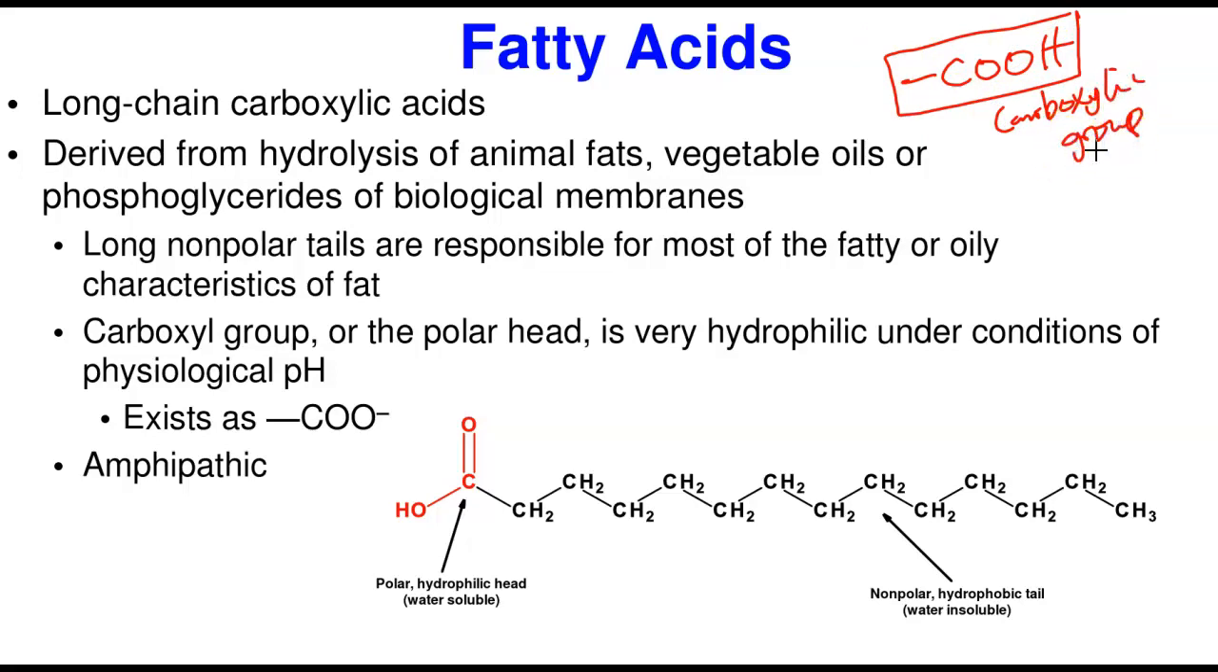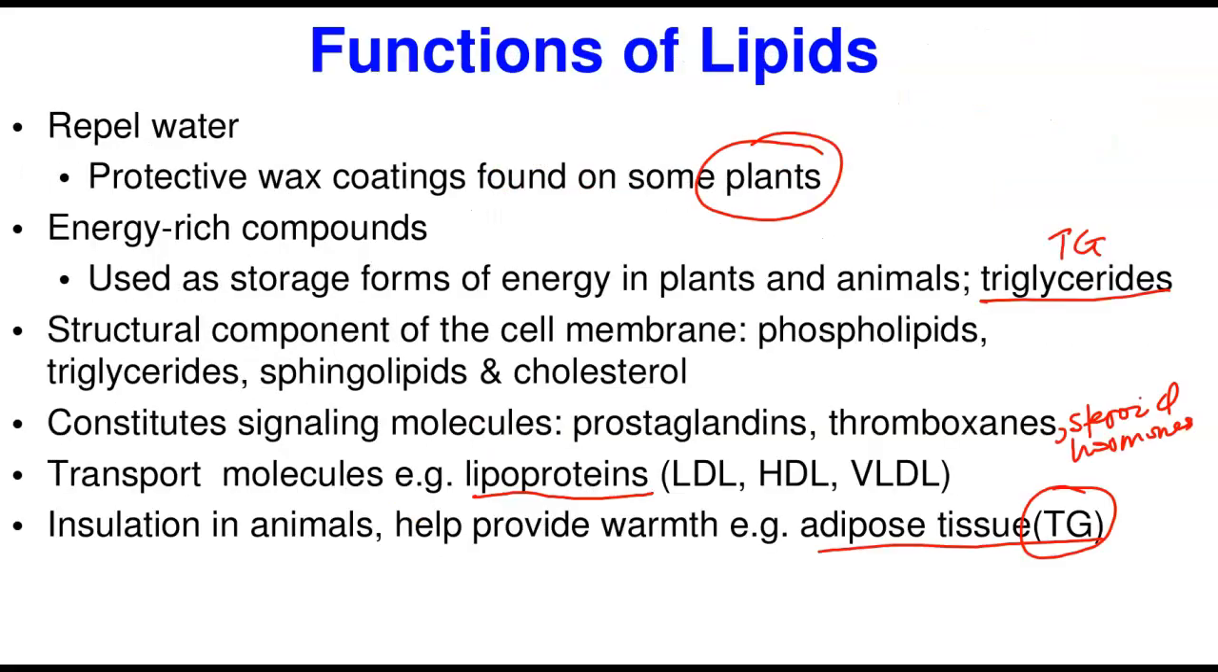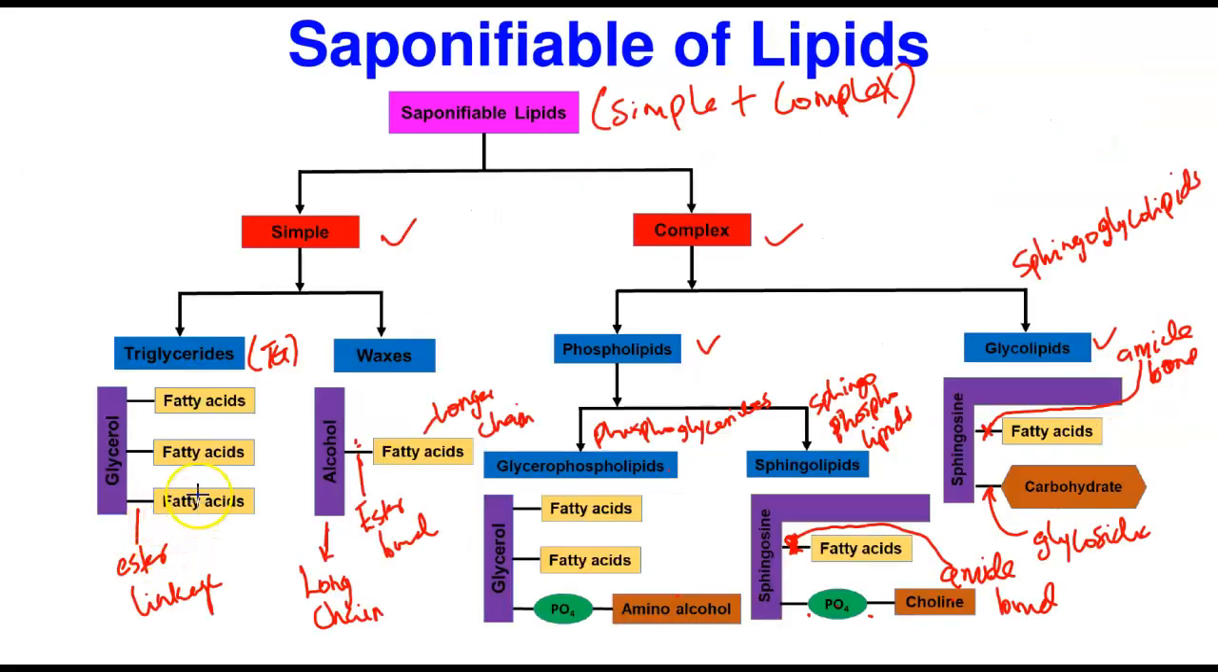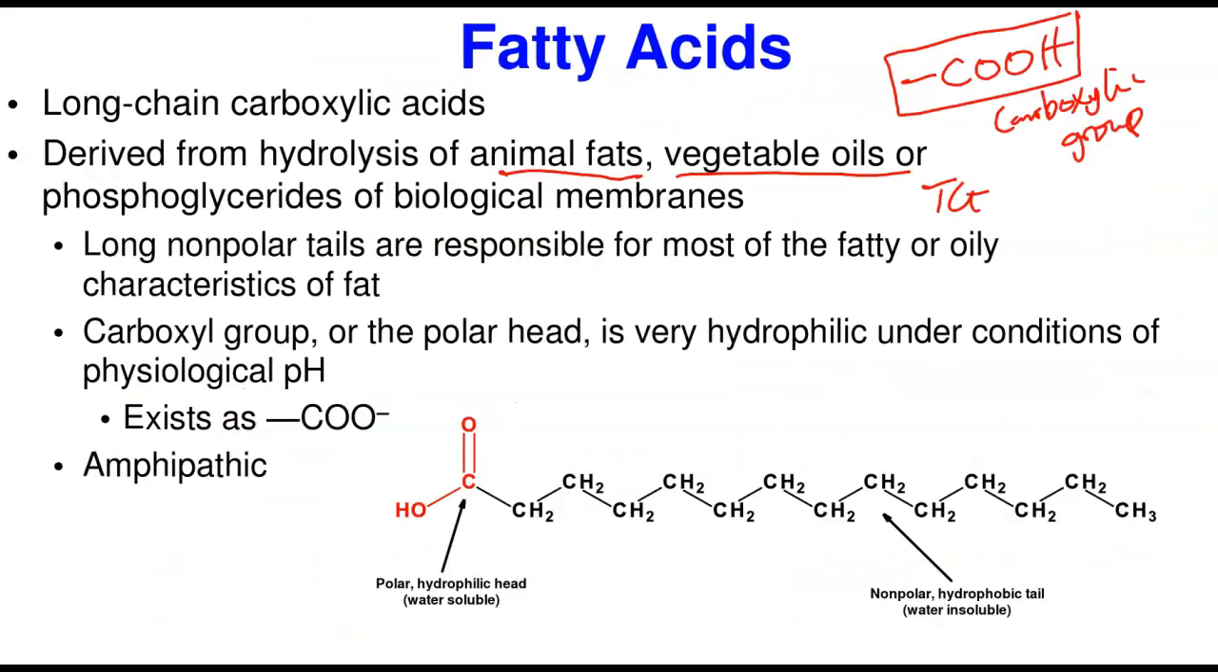Now, of course, they are derived from the hydrolysis of animal fats, vegetable oils, and the phosphoglycerides of biological membranes. So if you break the triglyceride down, like I showed you earlier, remember when I showed this picture, the triglyceride is made up of 3 fatty acids and glycerol. So if you break these ester bonds down, you're going to have fatty acids. So you get them from what? The hydrolysis of fats and oils. Of course, fats and oils, you can also call them lipids.